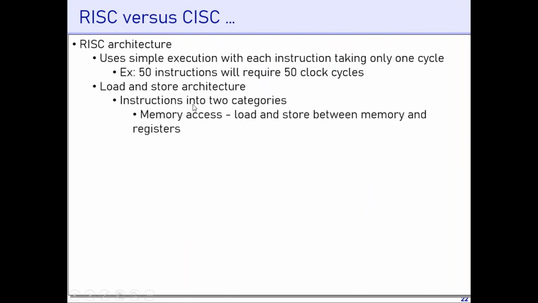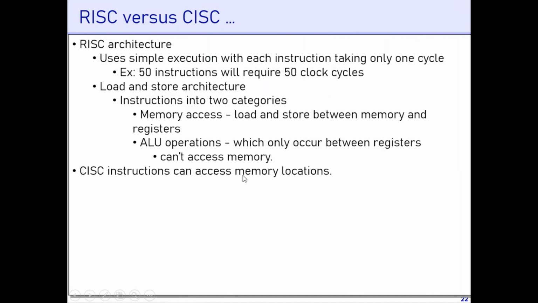So majorly you can categorize instructions into two categories. One is the memory access instructions. The load and store between memory and registers is where memory will be accessed by these two kinds of instructions, the load instruction and the store instruction. The other things are ALU operations, which will only occur between the registers. So let me summarize again. In case of RISC architecture, the ALU specific instructions like add, subtract, multiply, compare can only happen with respect to the registers. They cannot access the memory.